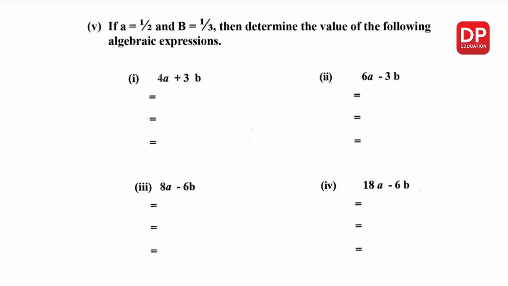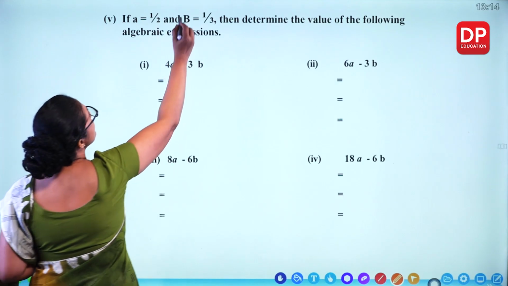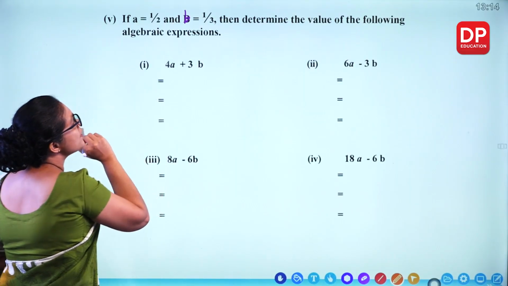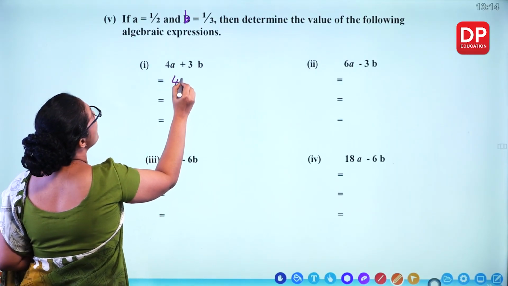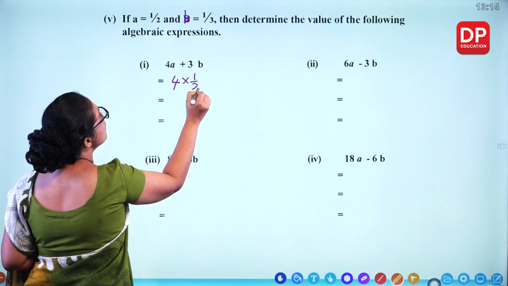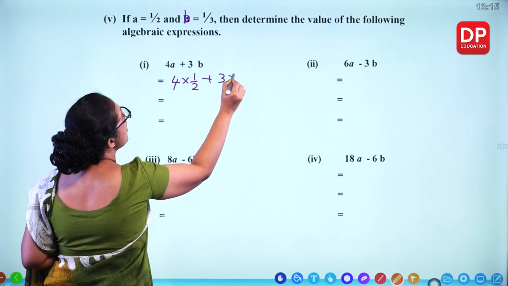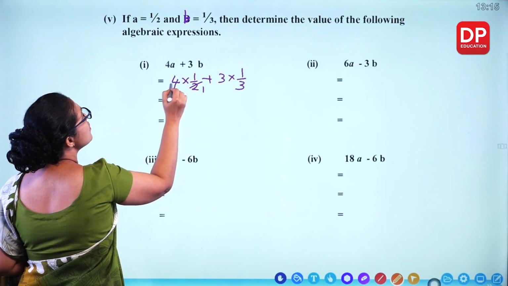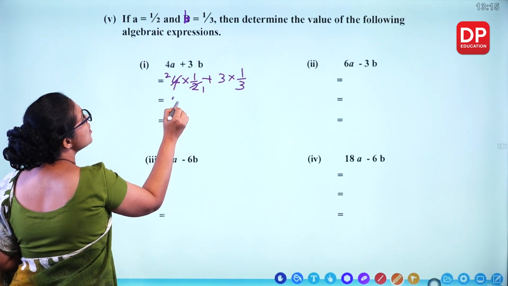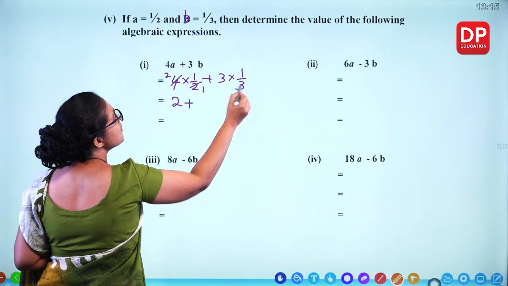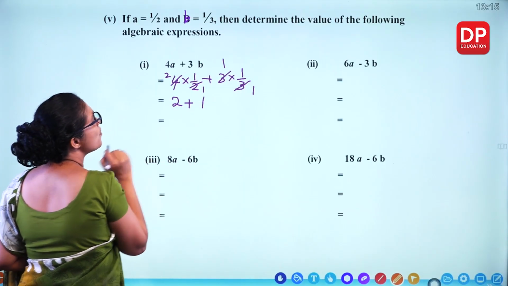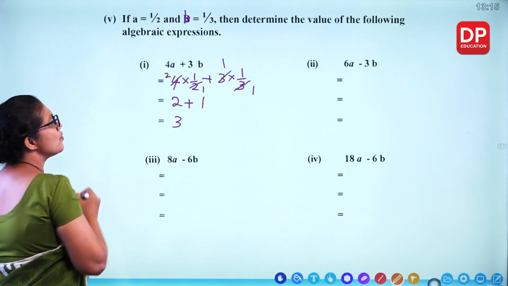A equals half. B equals 1/3. So this should be simple. So we'll substitute the values. 4a. A equals half. B equals 1/3. 2 times 1, 2 times 2. So what's the answer? 2 plus. Here 3 into 1, 3 into 1. So 1 there. 2 plus 1, you get 3.